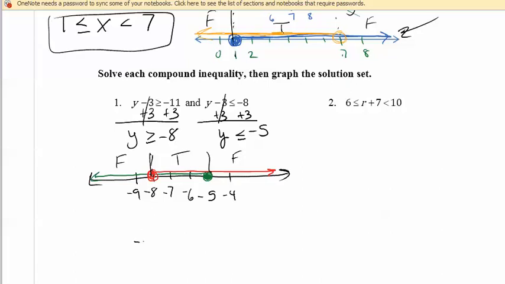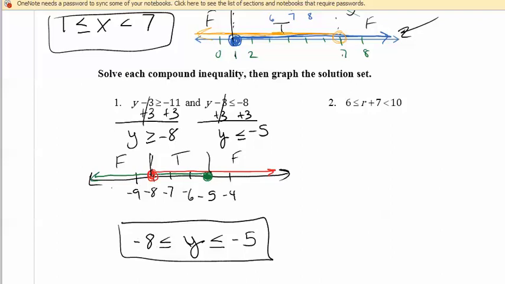So it looks like the smallest number is negative 8. So negative 8 is less than or equal to y. In this case, we're using y for the variable. So my solutions can start from negative 8, and y can be anything in between negative 8 all the way up to negative 5. Okay, so this would be my compound inequality. That's how I write it. And this is just the graph of what I just wrote.